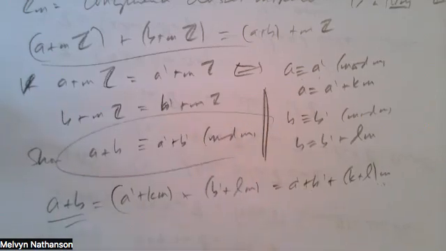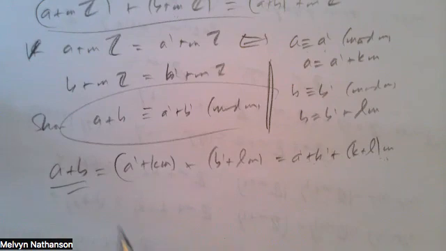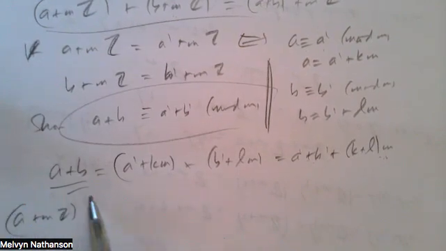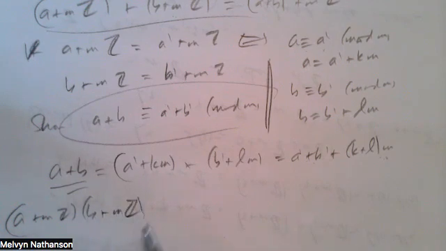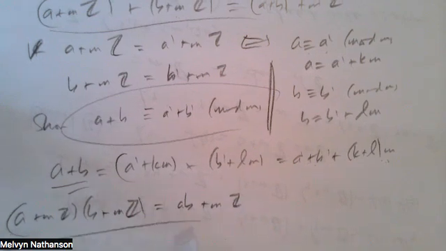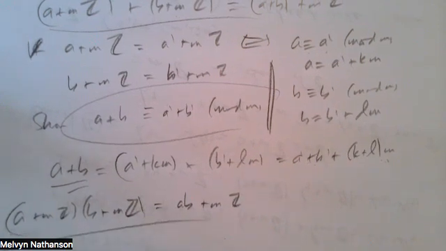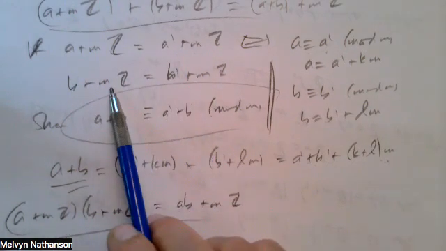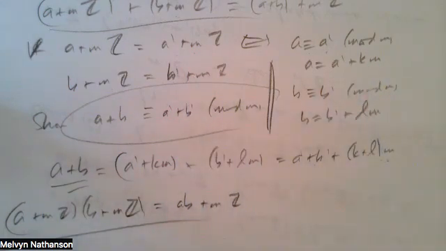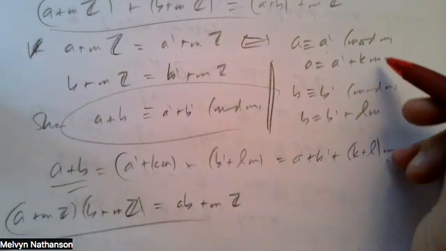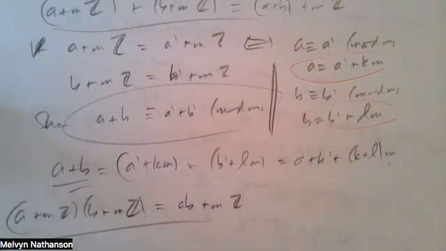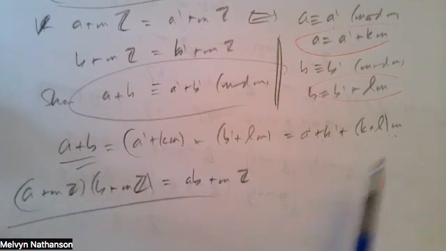So that proves this. And similarly, I wanted to define A plus MZ times B plus MZ to be the congruence class AB plus MZ. I have to show this is well defined. But if A plus MZ is A prime plus MZ and B plus MZ is B prime plus MZ, then A is A prime plus KM and B is B prime plus LM for some integers K and L.